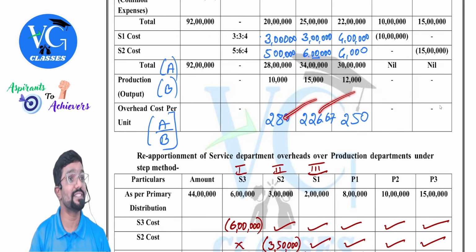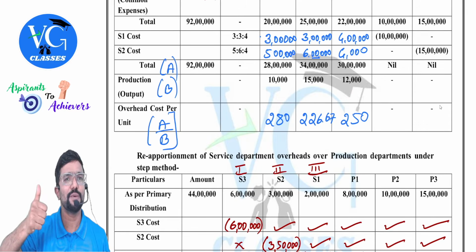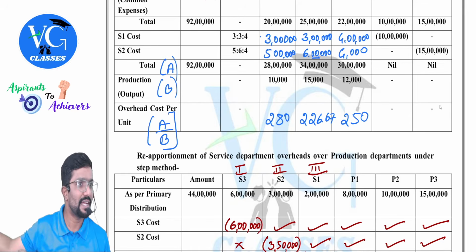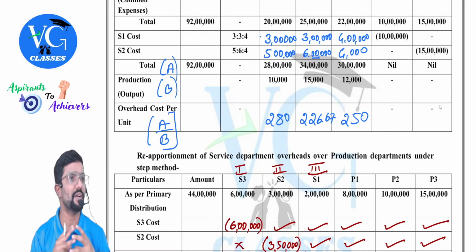Why do you want to find this out, sir? Because I want to know the total cost per unit. Why do you want to know the total cost per unit, sir? Because I want to fix my selling price. Got it? Yes. This is actually called the overhead absorption rate or recovery rate.